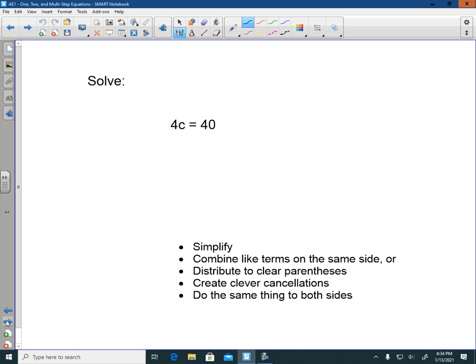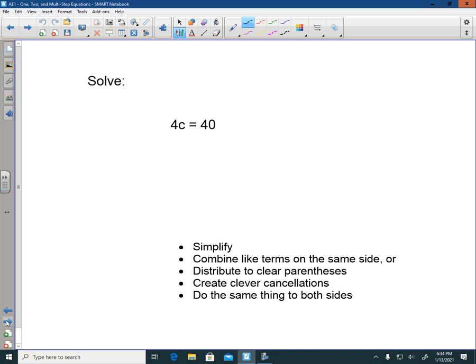Once you get done with simplification, you can't distribute anymore and you can't combine like terms anymore. You want to actually solve the equation, get the variable by itself. That's what solving an equation means. To do that, you create clever cancellations and do the same thing to both sides over and over and over again until that variable is by itself.